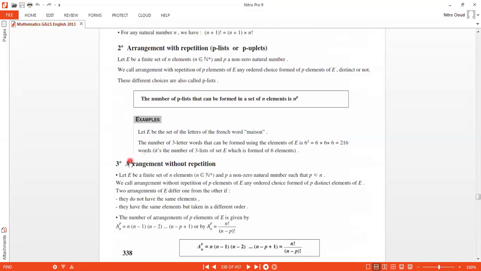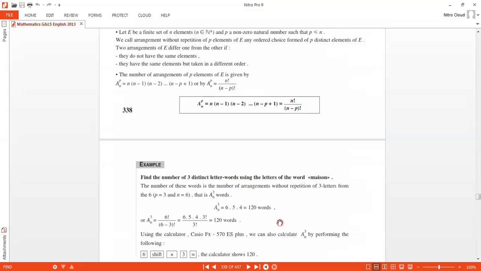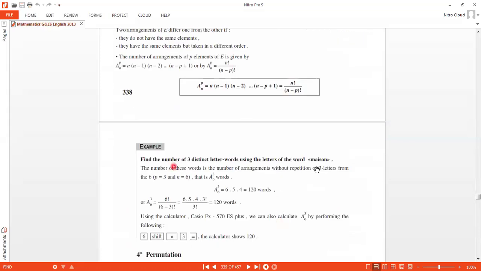Now, what if you are asked to find the arrangement without repetition? In this case, it's the same case, but you can use each letter only once. So you use A p n, which is n factorial over n minus p factorial. The same thing, suppose you want to form three-letter words with distinct letters, each used only once. You will get A 3 6, which is 120 words, okay?